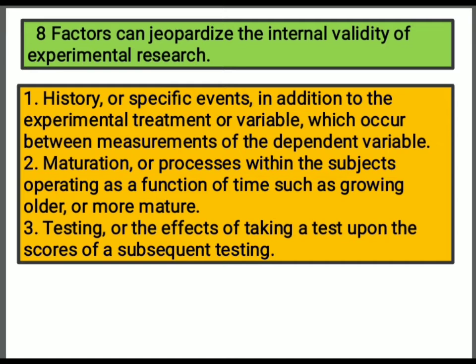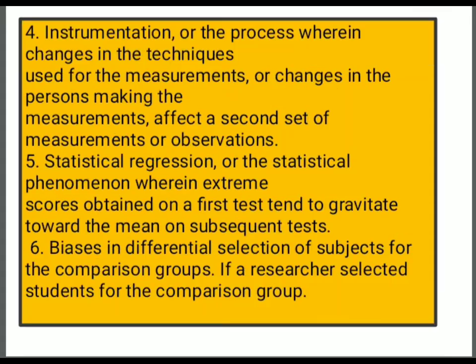First, history, or specific events, in addition to the experimental treatment or variable, which occur between measurements of the dependent variable. Second, maturation, or processes within the subjects operating as a function of time, such as growing older or more mature. Third, testing, or the effect of taking tests upon the scores of subsequent testing.